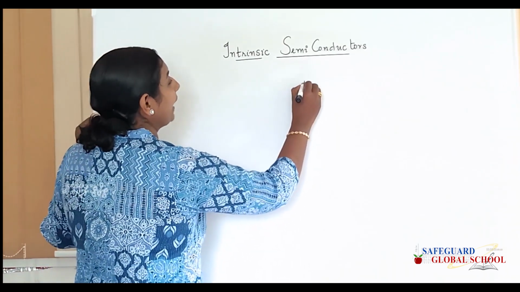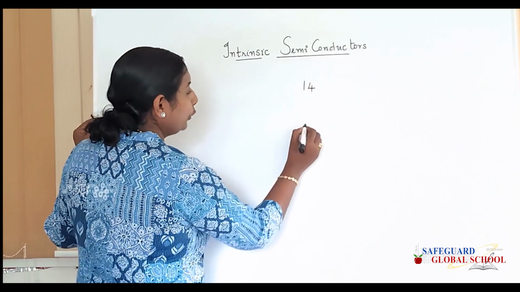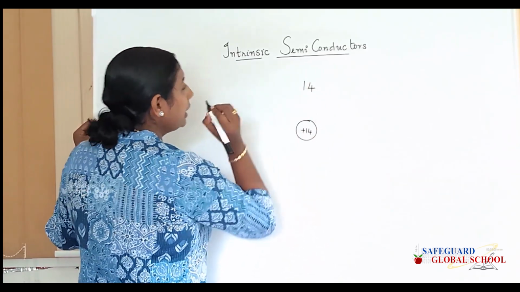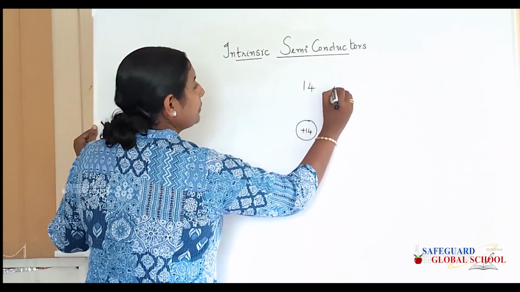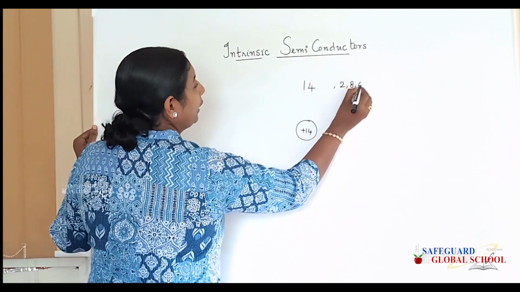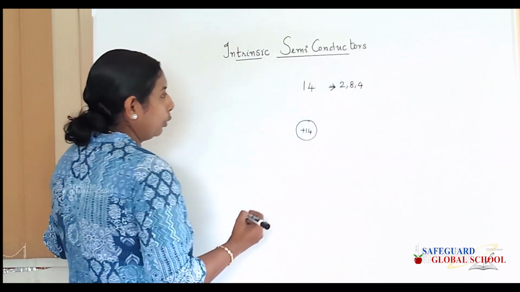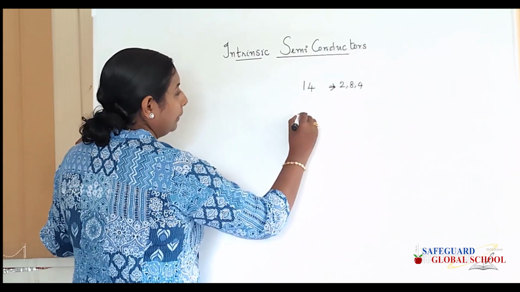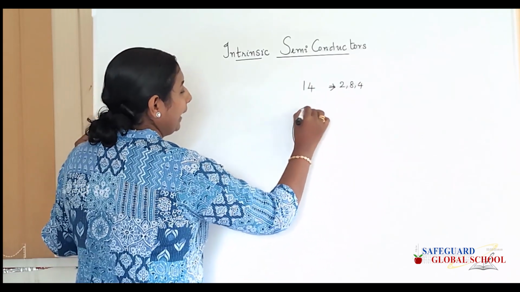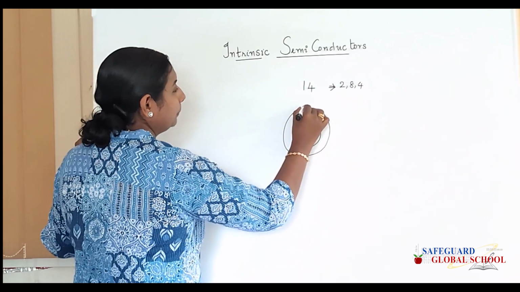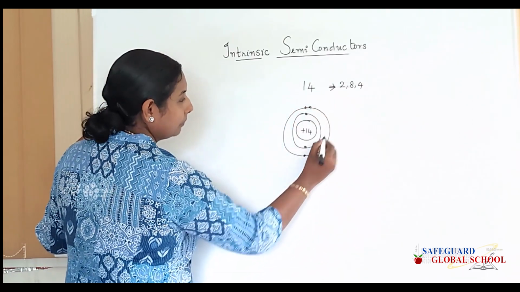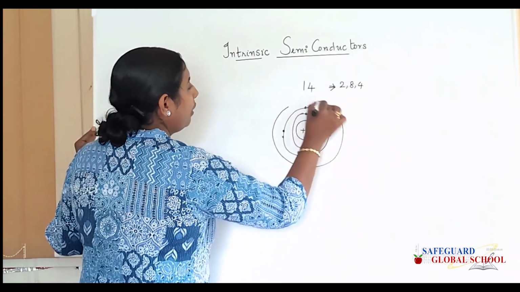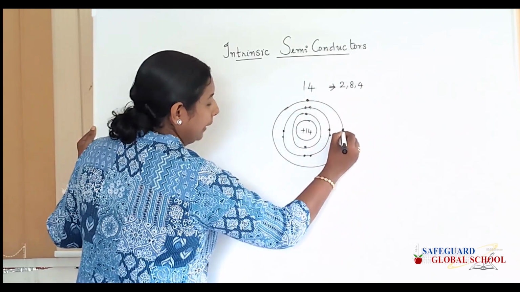Silicon has an atomic number of 14. So you know that the nucleus of silicon has 14 protons surrounded by electrons with the configuration 2, 8, 4. Here, 2 electrons are in the first shell, then 8 electrons in the second shell, then 4 electrons in the final shell.